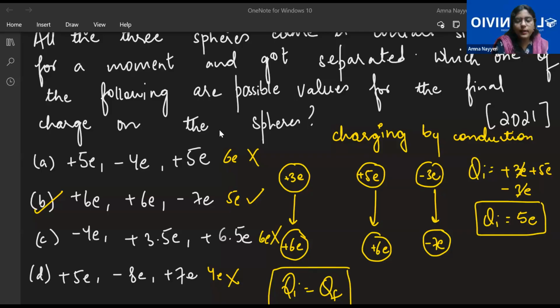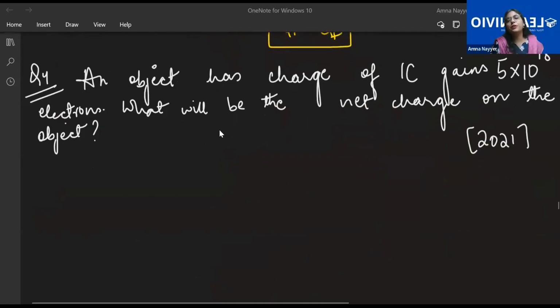Look, one more question, let us see. An object has a charge of 1 coulomb. Now, this is a very slightly tricky question. Concepts are the same. You should just understand the language of the question. An object is there. It has a charge 1 coulomb.